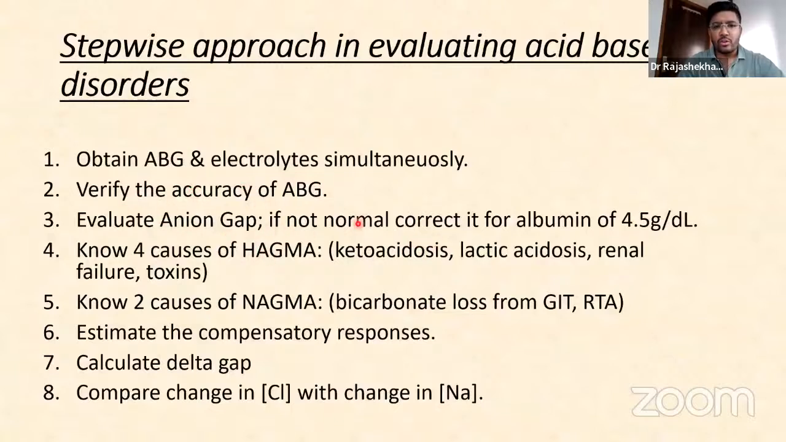So if not normal, it is corrected for albumin of 4.5 gram. We'll be discussing it. And know the main 4 causes of high anion gap metabolic acidosis, and know the main 2 causes of non-anion gap metabolic acidosis, and estimate the compensatory response, calculate the delta gap. All this process, go and go and go.